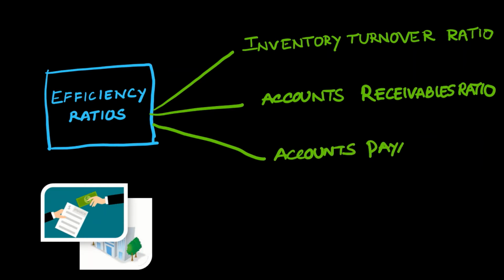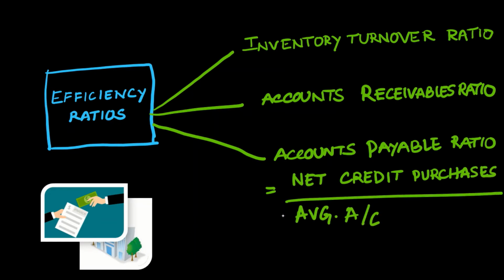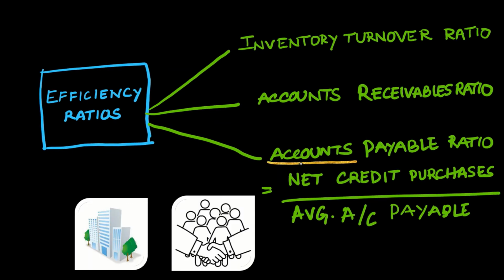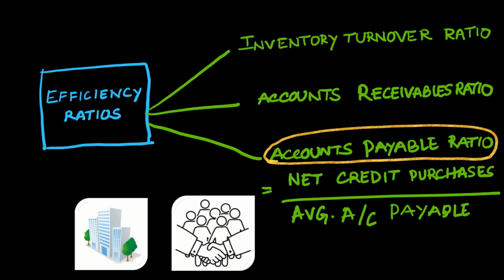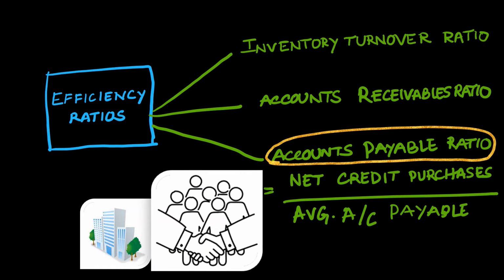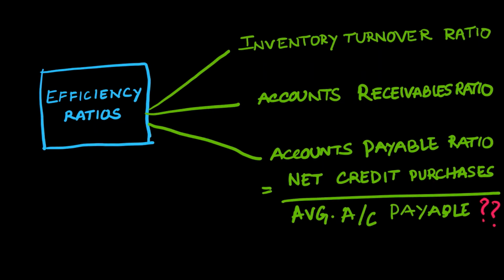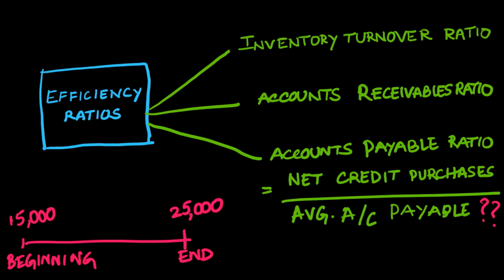Similarly, we have accounts payable ratio where we divide the net credit purchases to the average accounts payable. This ratio is of interest to us because we want to see that the company is paying off its suppliers in time and hence not losing on its important suppliers. Now, how do we calculate the average accounts payable? We take average of the beginning and closing values of the accounts payable.